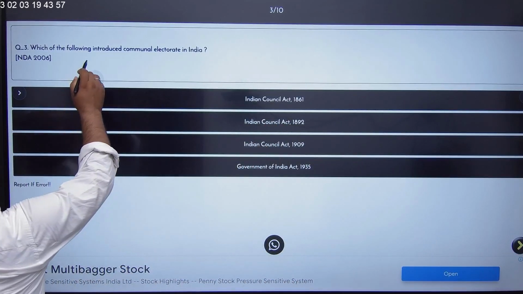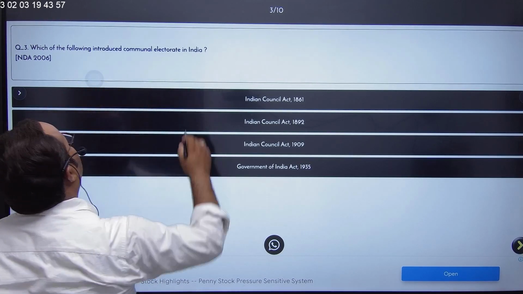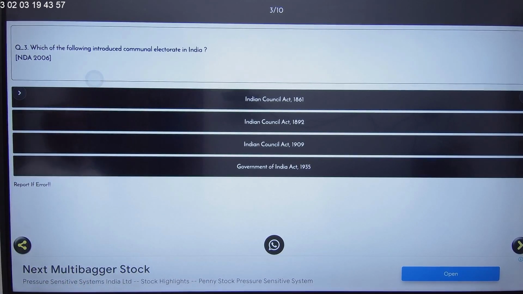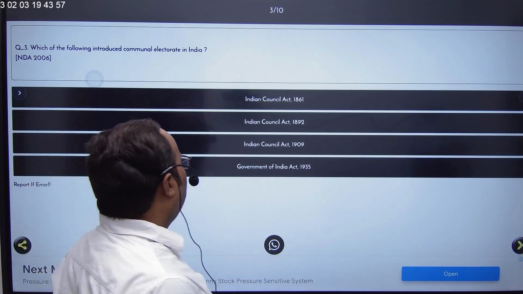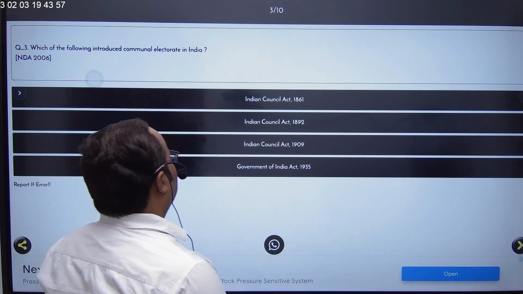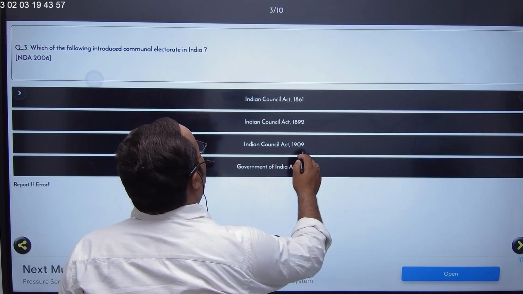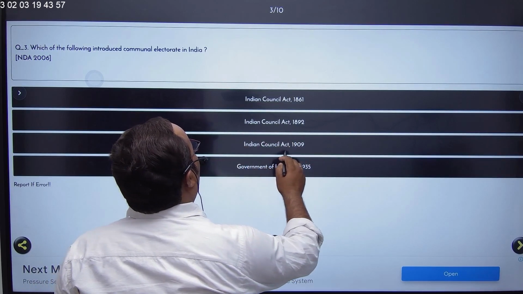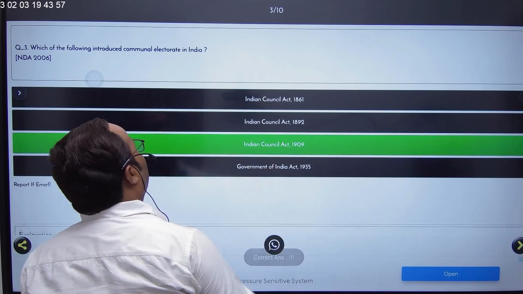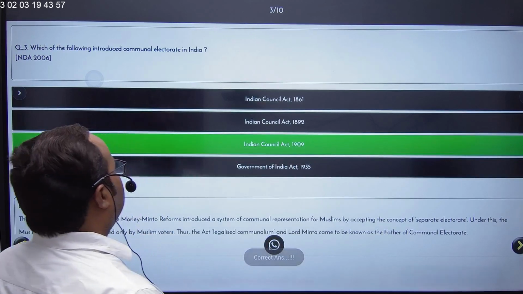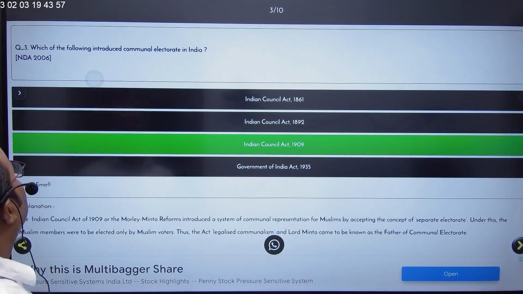Which of the following introduced communal electorate in India? The Morley-Minto reforms 1909, the Indian Councils Act 1909. The Indian Councils Act 1909 or Morley-Minto reforms is known for the communal electorate in India.